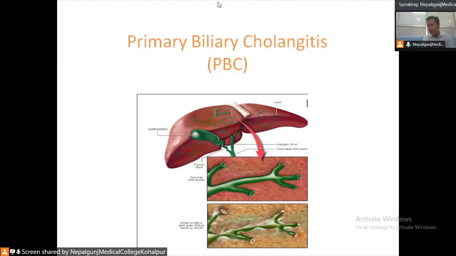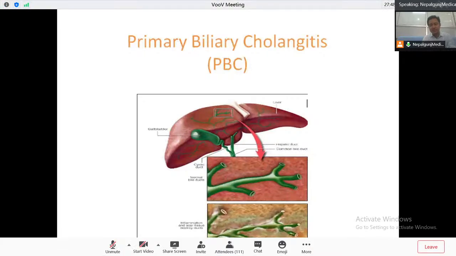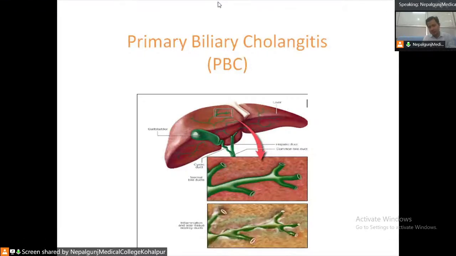This is one of the causes of liver cirrhosis. If you are asked about the causes of biliary cirrhosis, one is primary biliary cholangitis. This disease affects the intrahepatic bile duct. A similar disease is primary sclerosing cholangitis. This is also a biliary cause of liver cirrhosis, but in primary sclerosing cholangitis, both the intrahepatic and extrahepatic bile ducts are affected. So these are cholestatic liver diseases.